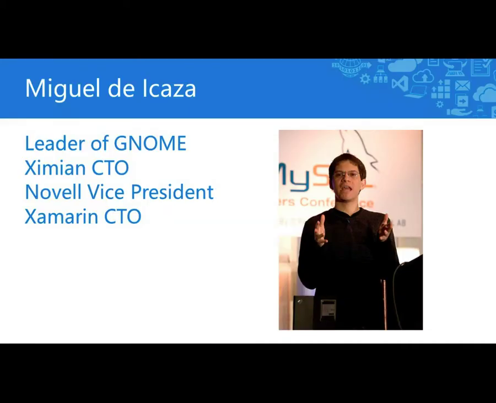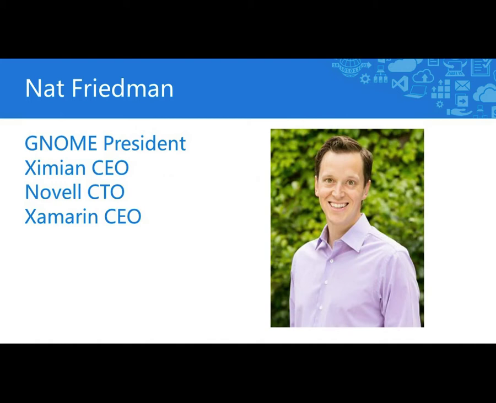So that's Miguel de Icaza. He has been working on GNOME as a leader, and later working on Mono and Xamarin. Okay, and his best friend is Nat Friedman, who was the president of the GNOME Foundation, and later worked as CEO of Ximian, Xamarin.